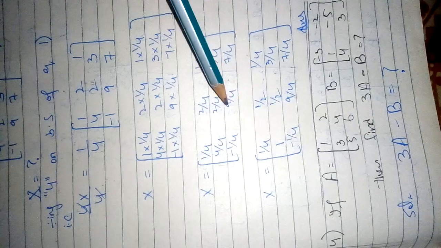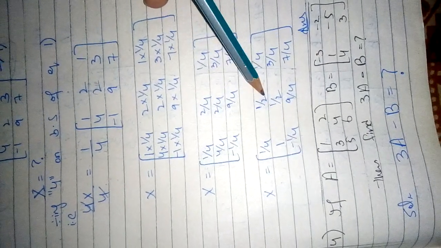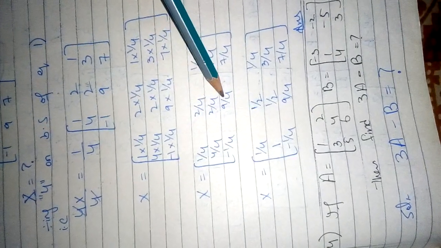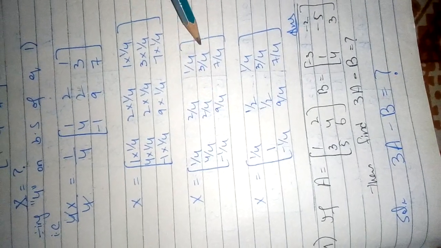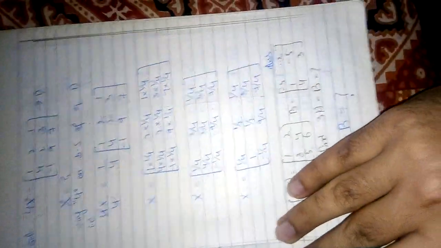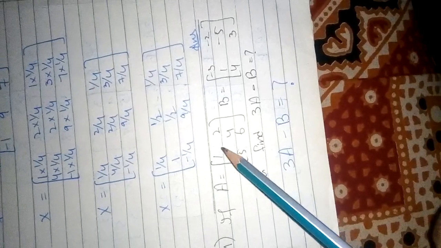1 by 4 with the same. 2 by 4, 2 ones are 2, 2 twos are 4, so it will be 1 by 2. 1 by 4, 4 and 4 will be cancelled out. 1 by 2, because 2 ones are 2, 2 twos are 4. 3 by 4, negative 1 by 4, 9 by 4 and 7 by 4. This is our solution.